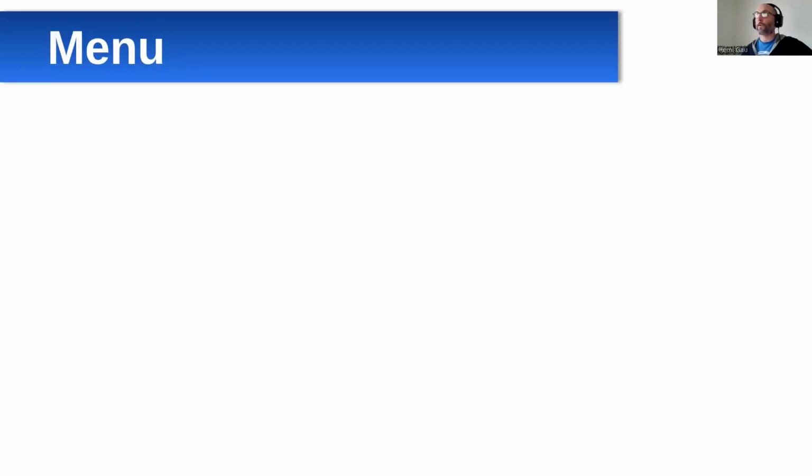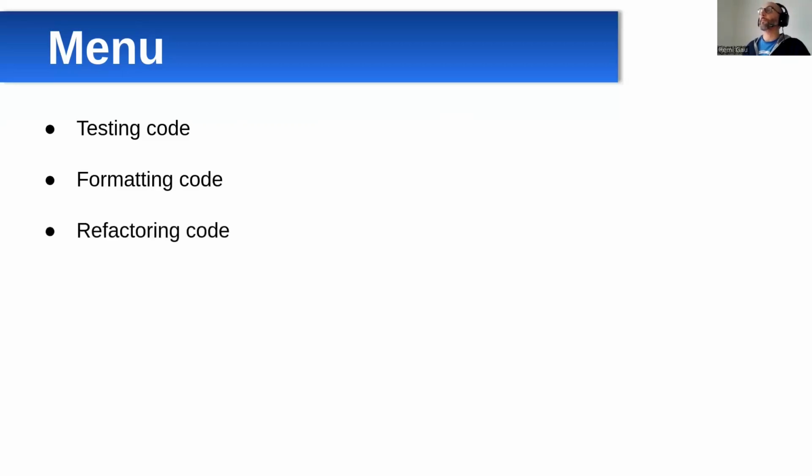So what's on the menu for today? I've split the whole thing into different parts. First of all, I'm going to show you how to test your code. I'll explain a bit later why I want to start with this section first. Then I will show you some very general tips on code formatting and how you can make formatting MATLAB code easier for yourself. Then I'll talk about refactoring code, and in that section I will explain what refactoring actually means.